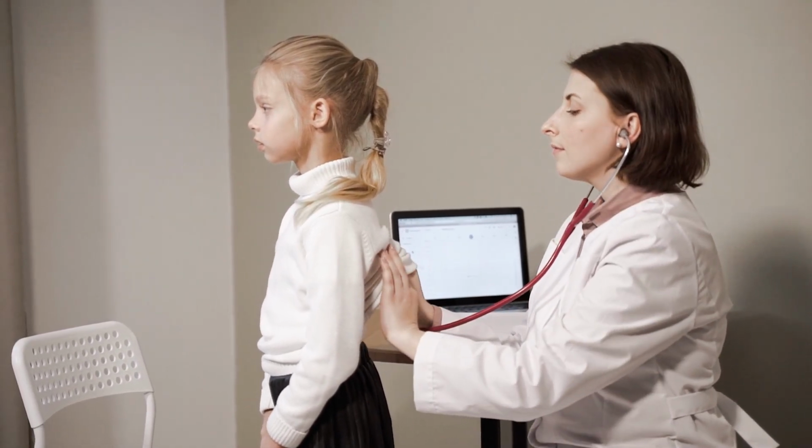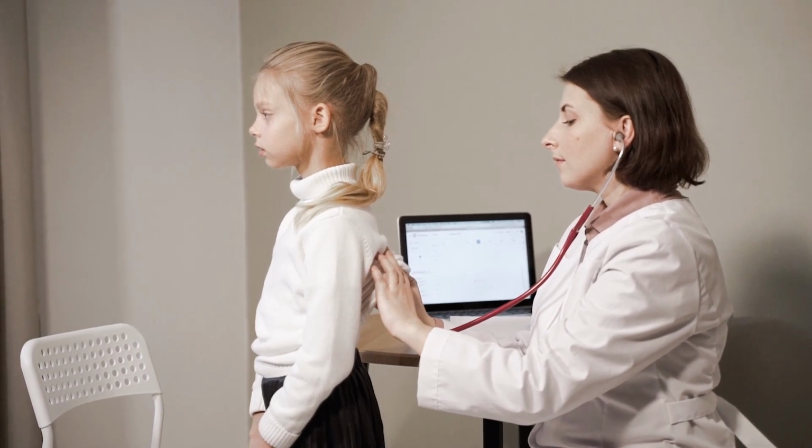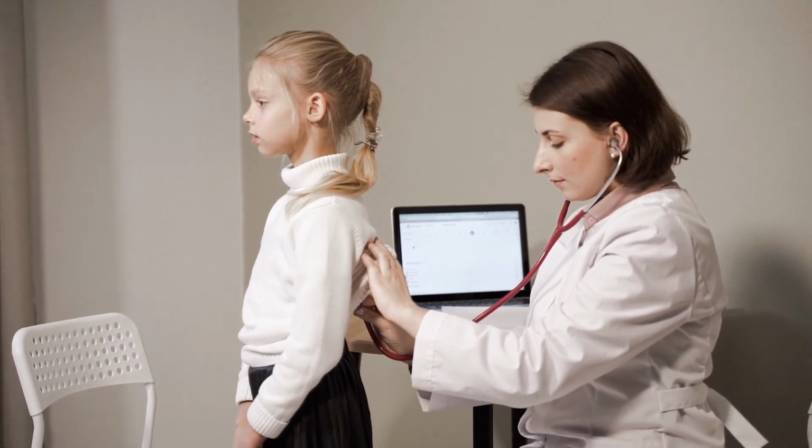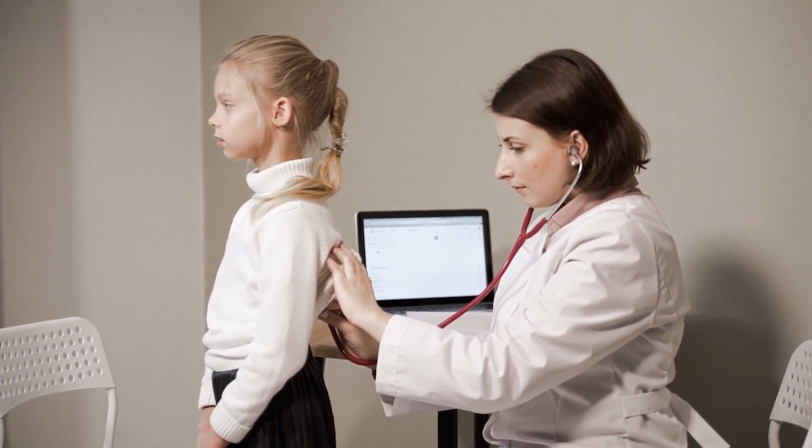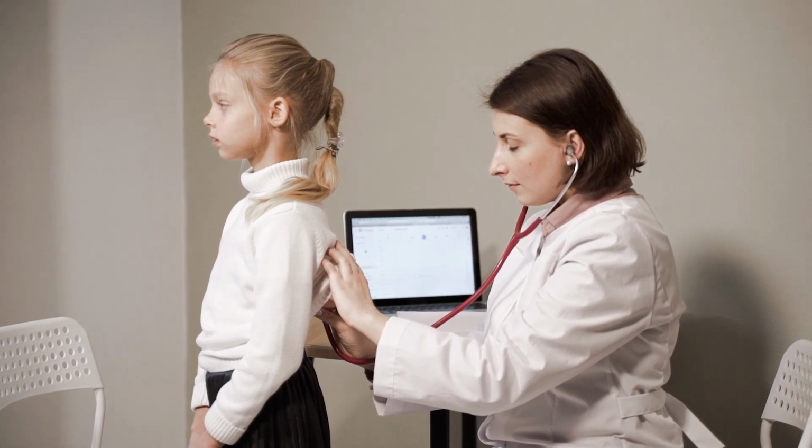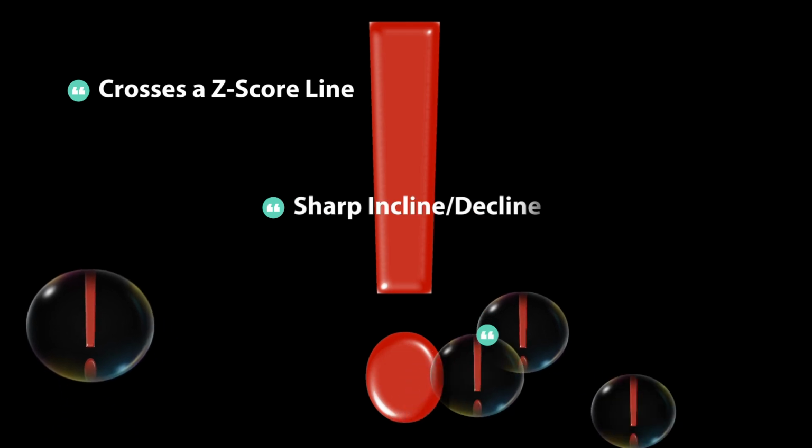Normally, a child will follow along the Z-score line they were born into. Trends help us identify whether a child is heading towards a growth problem or has a normal growth trend. There are 3 trends that we should remain alert for. These are: if a growth line crosses a Z-score line, if there is a sharp incline or decline, if there is stagnation or a flat line.